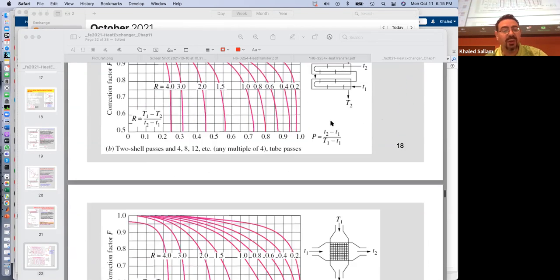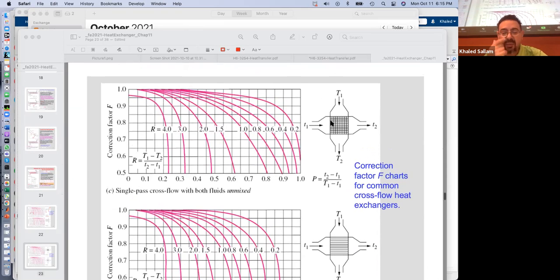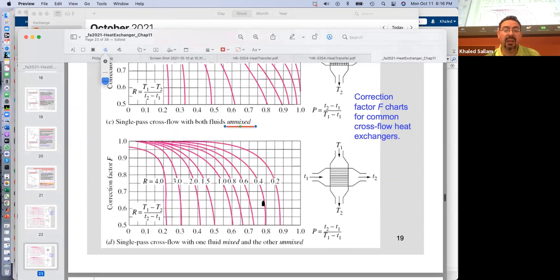So we will just use those charts. Some of them are a little bit confusing. I think we said that last time. For example, this is cross flow. This is a car radiator. This guy is going this way, this guy is going that way. Sometimes they divide them into pipes and passages, so then they tell you both fluids are unmixed. And sometimes only one is mixed and one is unmixed.